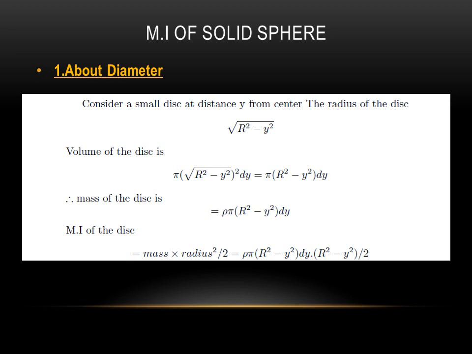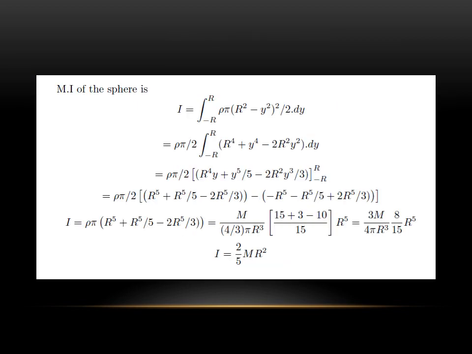So the moment of inertia of that particular disk which we are considering is given by mass into radius square by 2. So the moment of inertia of this disk, which has a radius of square root of R² minus y², and the mass given by ρπ(R² minus y²)dy, is mass into radius squared divided by 2. If we want to calculate the total moment of inertia, you have to integrate between the limits minus R to plus R. It's a simple straightforward integration.